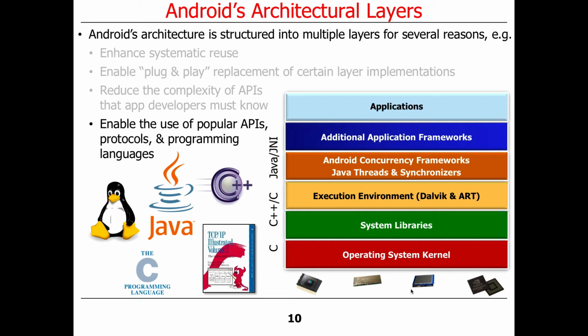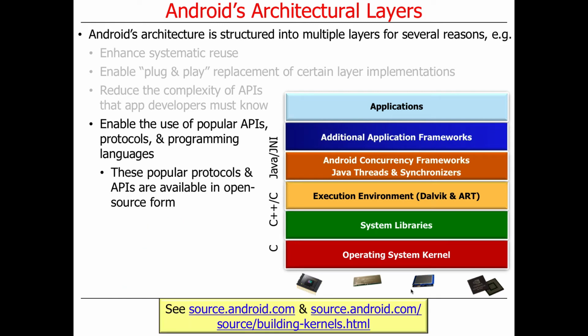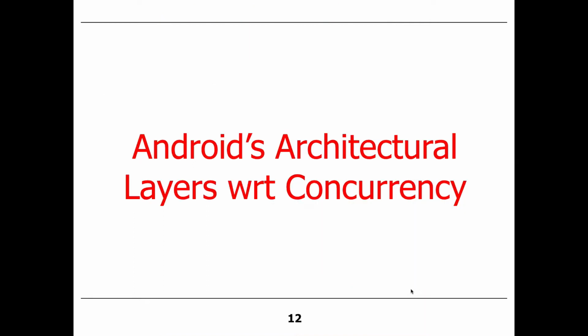It also enabled Google to use a bunch of popular APIs, protocols and programming languages. So you'll see Java and C++ and Linux and C and TCP/IP and a bunch of other good stuff here. And they didn't have to develop all that from scratch. In many cases, these popular protocols and APIs are available in open source form. In fact, you can get the source code to Android. You can get the part of Android from the green on up to the blue in open source form. And at a different website, you can also get the operating system kernel in open source form. There are various reasons why they separated things like that.